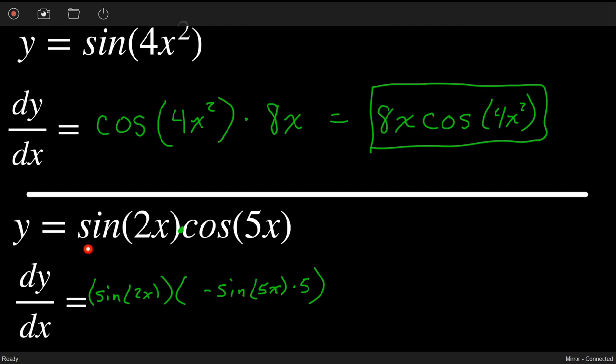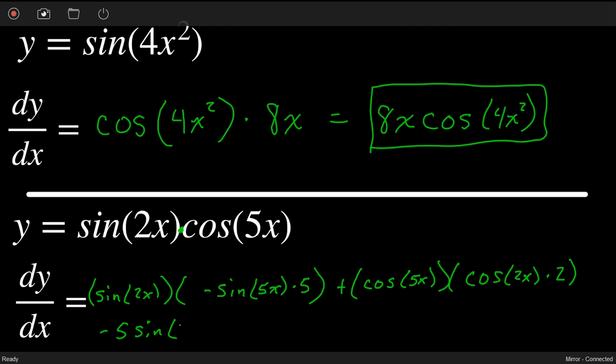So there is first times derivative of the second plus second times derivative of the first, which would be cosine of 2x, and then times 2. So cleaning this up a little bit, you would end up with negative 5 sine 2x sine 5x, and those cannot be combined together because what's in the parentheses is not the same.